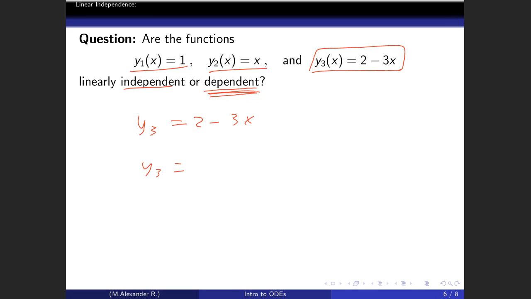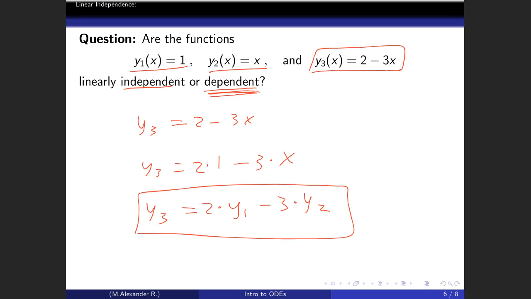I can write this down as the following. So 2 times 1 minus 3 times x. And so that means that this is y3, which is equal to 2 times 1, which is the y1 function, and then the x is equal to the y2 function. So this is telling us that the third function is a linear combination of the other 2 functions. So that means that the collection of y1, y2, y3 is linearly dependent.